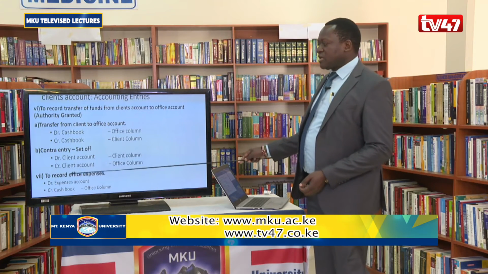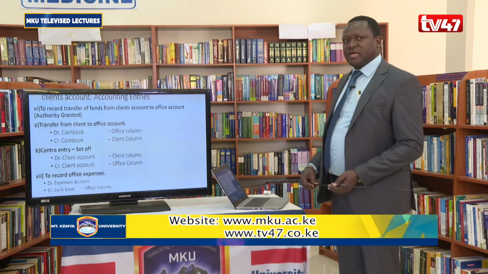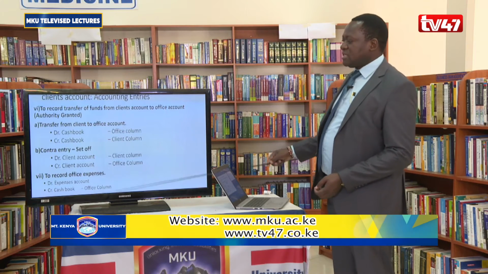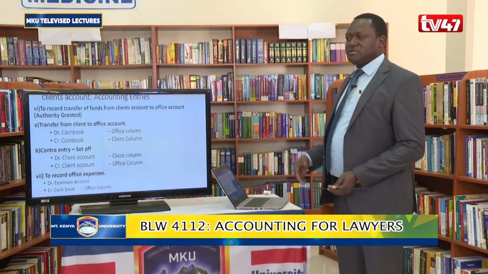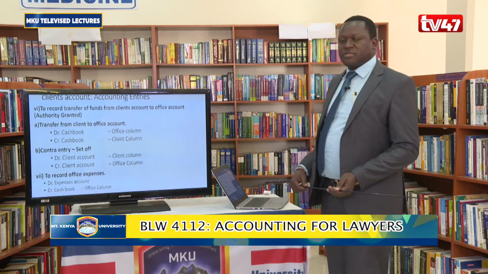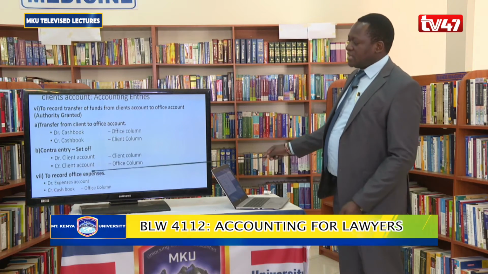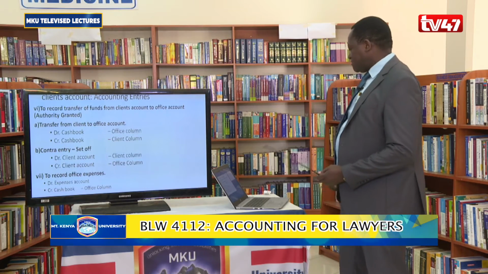Then when you want to record office expenses, these are expenses like telephone, transport, and so on. You will be debiting the expense account. You can open specific accounts. If you deal with transport, you can maybe have a transport account. And then from there you credit the cash book, in the office column.